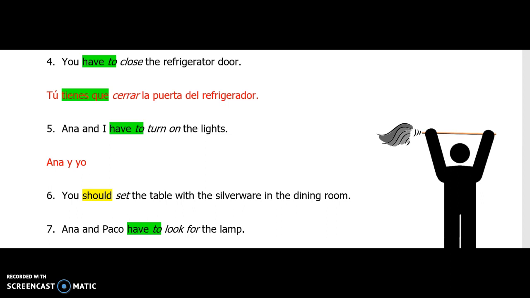And then, okay, have to. This is tener que. So the nosotros form is tenemos que. Turn on, the verb is encender. It's not encender en. Encender means to turn on, all in one word. What are you turning on? Las luces. There it is. Once again, let's look at our parts. There's your tenemos que, have to. There is your infinitive, encender.